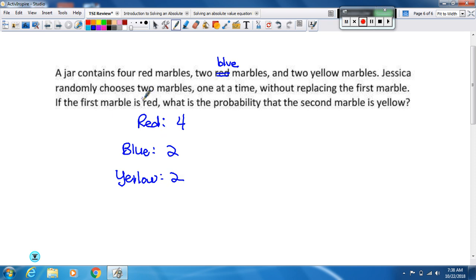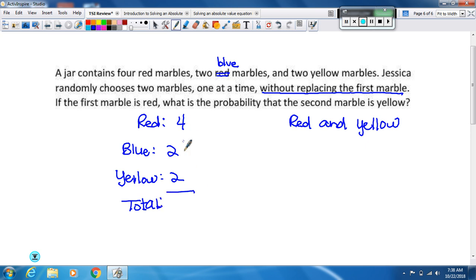Jessica randomly chooses 2 marbles, one at a time, without replacing the first marble. If the first marble is red, what is the probability that the second marble is yellow? So she wants a red one and a yellow one, and she's not going to do any replacing. That becomes important in a moment. But first of all, for probability, you always have to have a total, because that's going to be your denominator. So this adds up to 8.